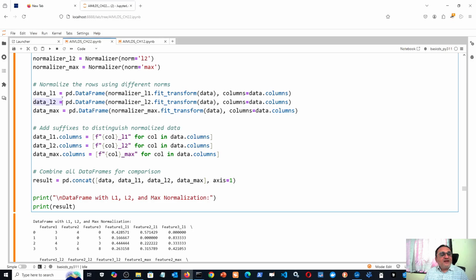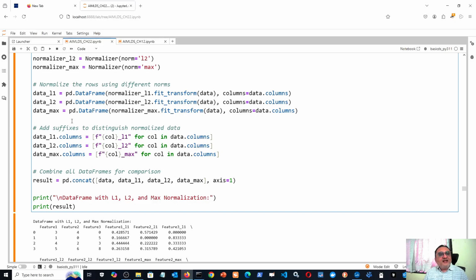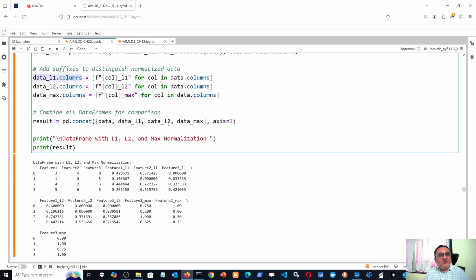Similarly for this pandas data frame, which is the L2 normalized data set, every column name would be attached with a suffix _L2. And similarly for this data frame, its column names would be converted so that every column name would be attached with a suffix max, just for the sake of further clarity. Now we concatenate all these data frames: the original, L1 normalized, L2 normalized and max normalized, for better comparison.